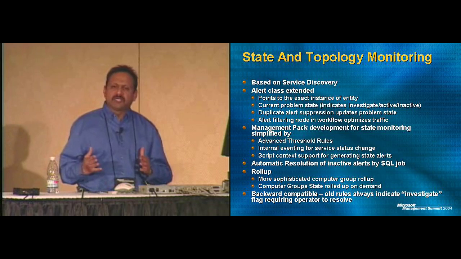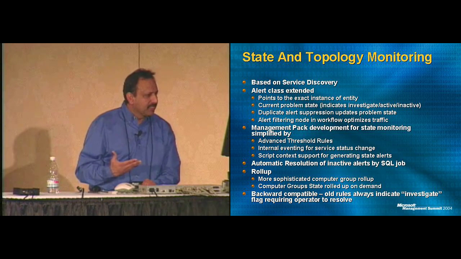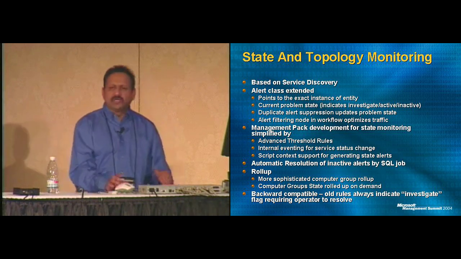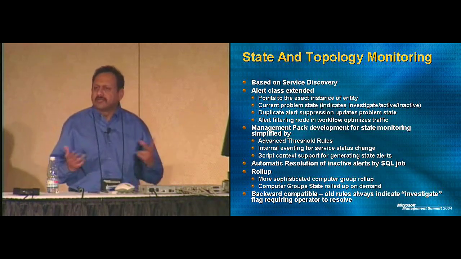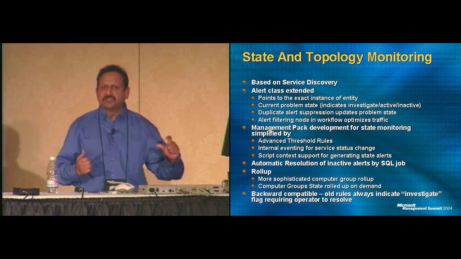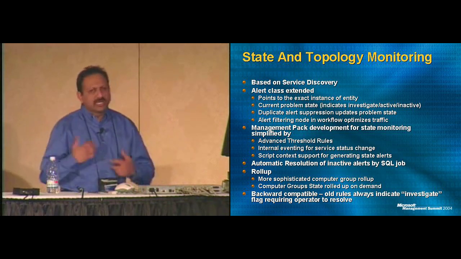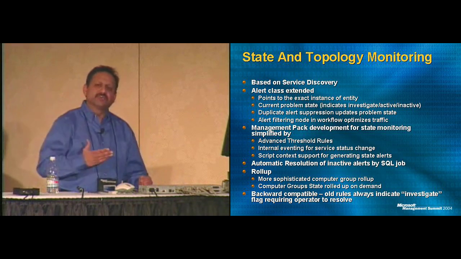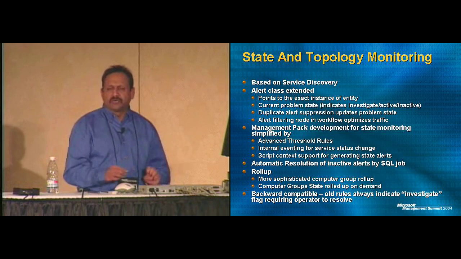Plus, we've extended one property on it, called the problem state property. It indicates whether the problem is active or inactive, and for backward compatibility, it says investigate. In the past, all we could do was generate an alert, and a human had to go investigate and resolve it after confirming the problem is gone. While for all these new state alerts, they're automatically telling us the problem is active, or well, it's gone inactive.